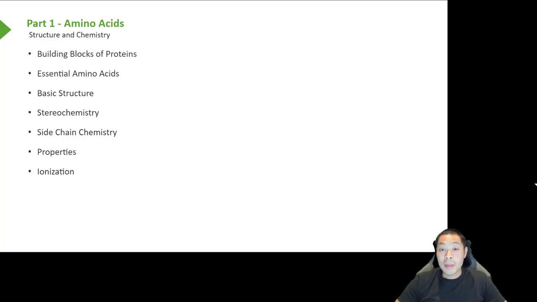So I want to go over amino acids. It might seem a lot in the beginning, but if we break it down into its structure, it's actually fairly straightforward. So we do want to talk about all this different stuff: building blocks of proteins, essential acids, their basic structure. They have a lot of side chain chemistry, which we're going to focus on today, and that's going to lead on to properties and ionization, which we will talk about later. So it's going to seem a lot at first, but when we break it down into its parts, hopefully it's going to be very easily digestible information.